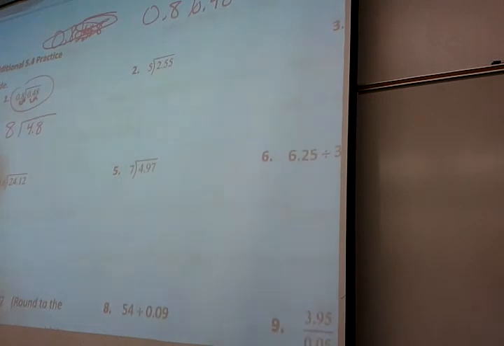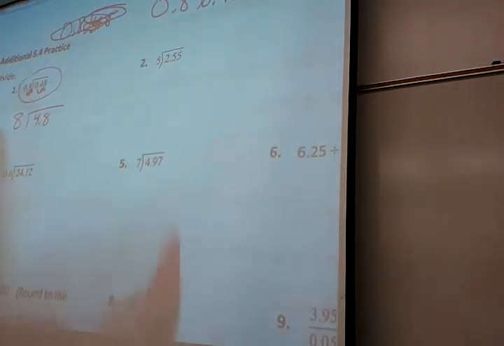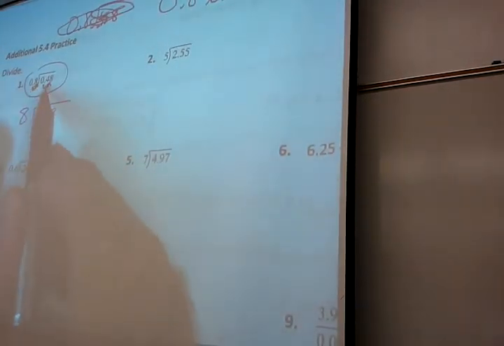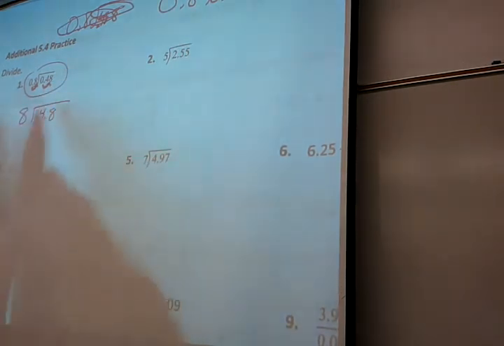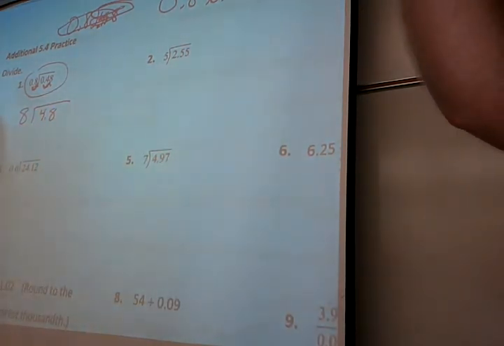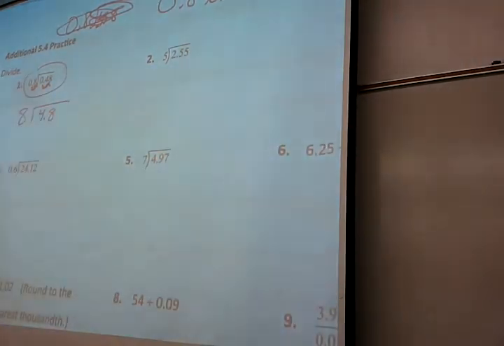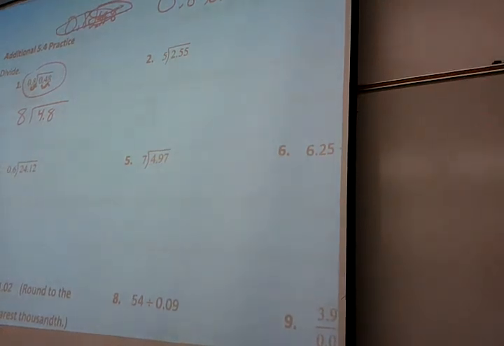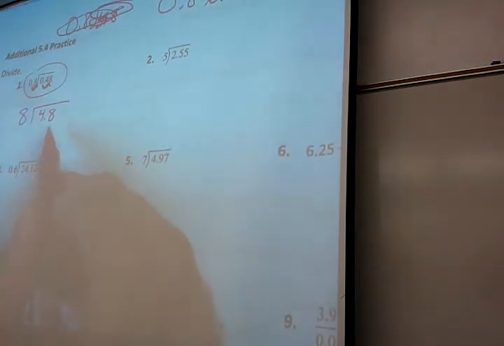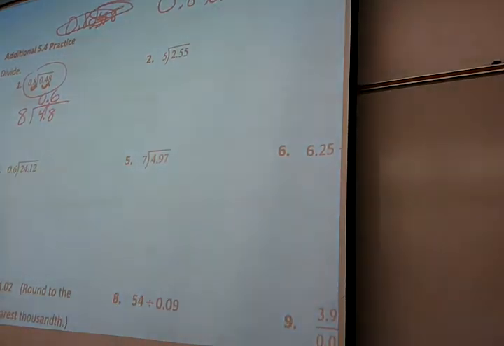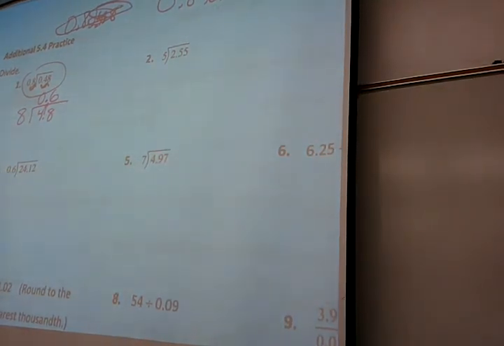Then when you do the problem, move this over once, that has to move over once, so then I can do the problem. The answer is going to be the same because they're equivalent fractions. They're the same fraction. So 8 goes into 48 six times, and you just make sure the decimal goes where it's supposed to. So 0.6.